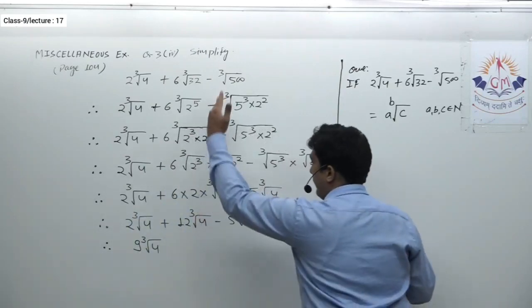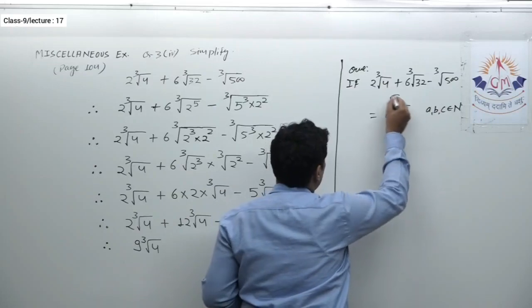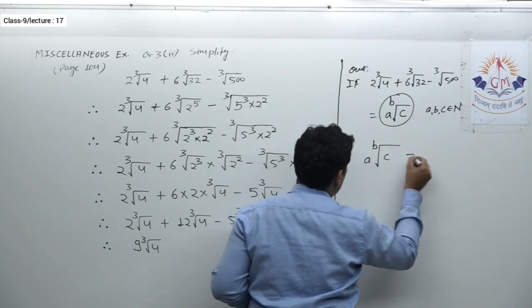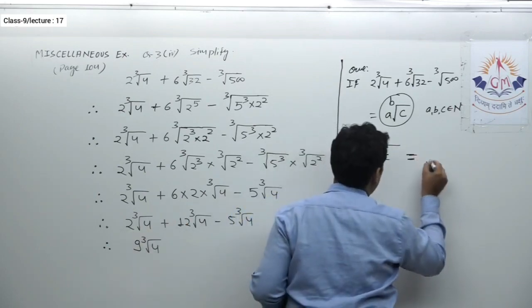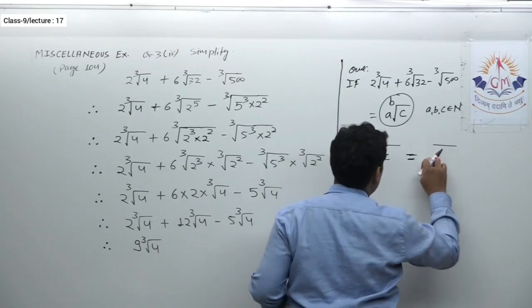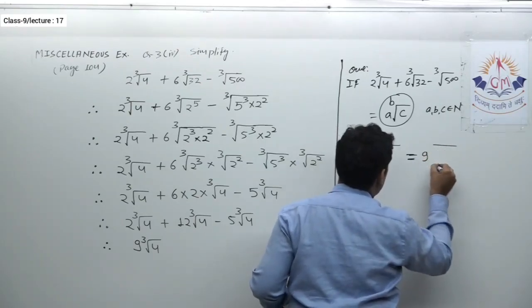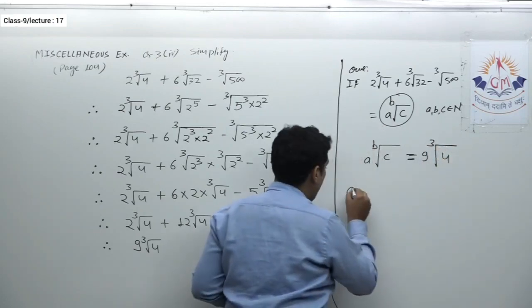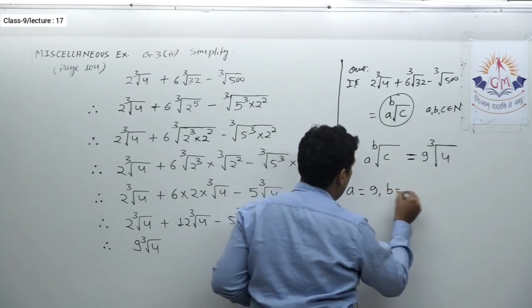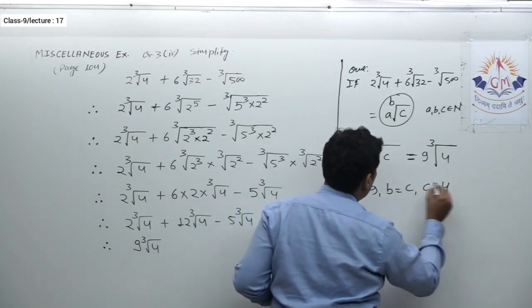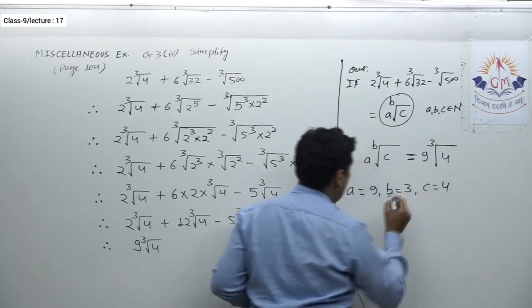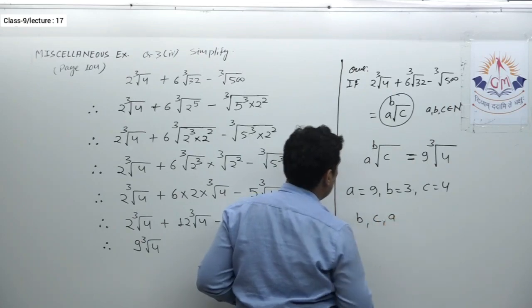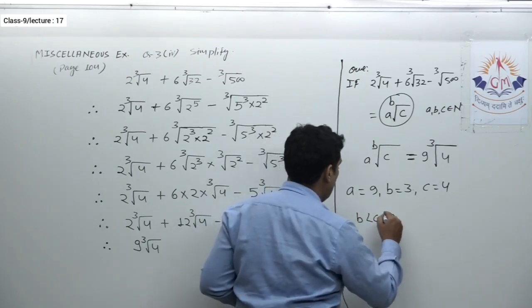So first of all, you have to simplify this, then you have to compare this expression, that is a multiplied by bth root of c, because after simplification you will get 9 multiplied by third root of 4. So on comparing we will get a equal to 9, b equal to 3 and c equal to 4. So the correct increasing order will be b, c and a. That means b is less than c is less than a.